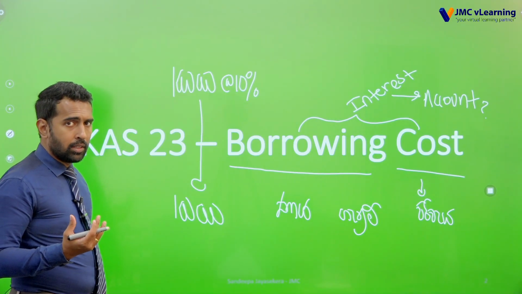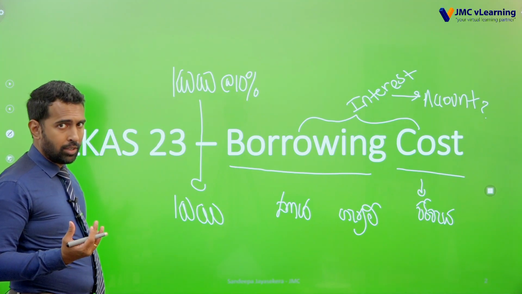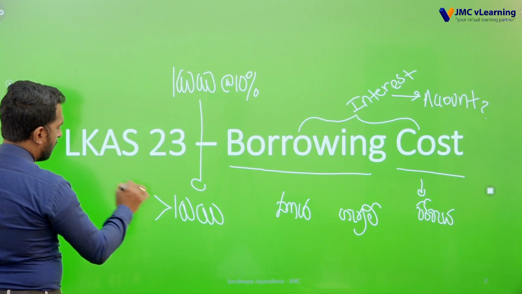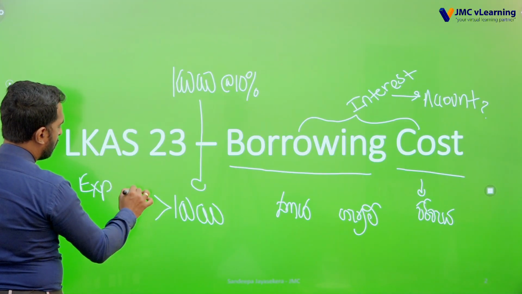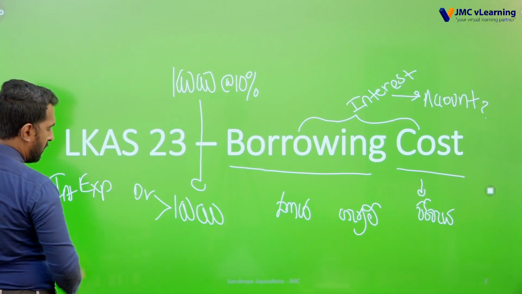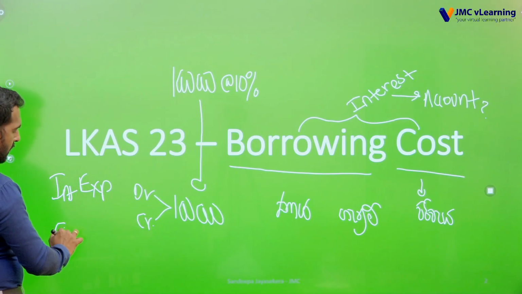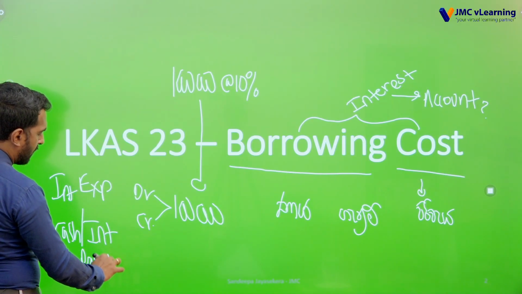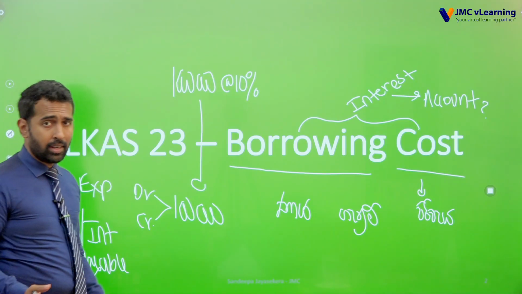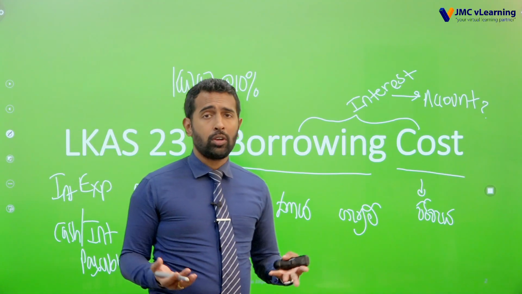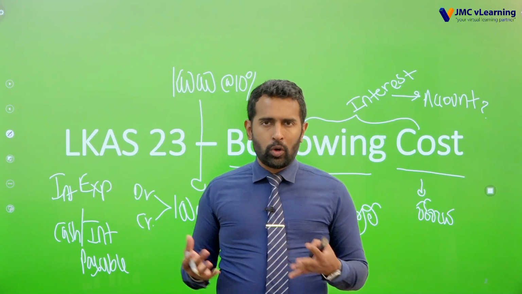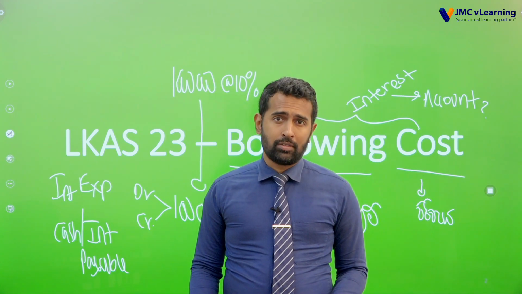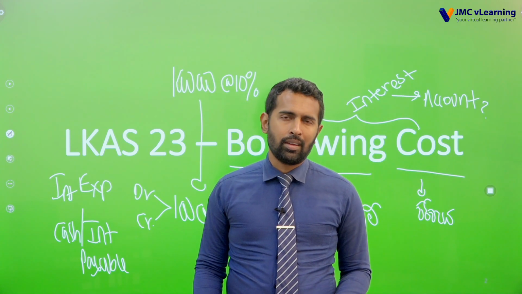If somebody asks how we are going to account for this interest, you will simply say, interest is an expense. The interest expense will be debited to interest expense, credited to either cash or interest payable. That will be the simple answer. Interest is an expense, you charge it to profit or loss. When you take a loan, you are supposed to pay interest. That's the simplest accounting method.